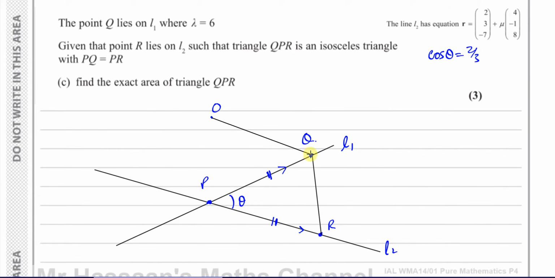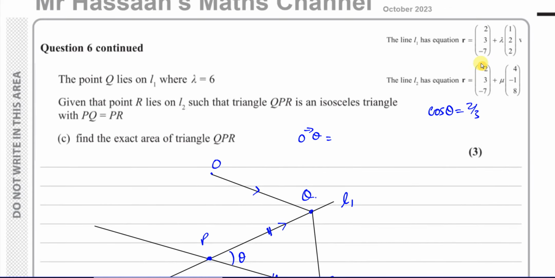So this is OQ, and I can work out what OQ is. O to Q is going to be when lambda is equal to 6. So O to Q is going to be (2, 3, -7) plus 6 times (1, 2, 2), which is going to be 2 plus 6, which is 8, 3 plus 12, which is 15, and -7 plus 12, which is going to be 5. So we can say O to Q is the vector (8, 15, 5). That's the vector from O to Q.